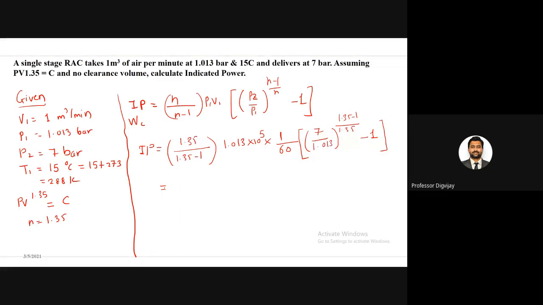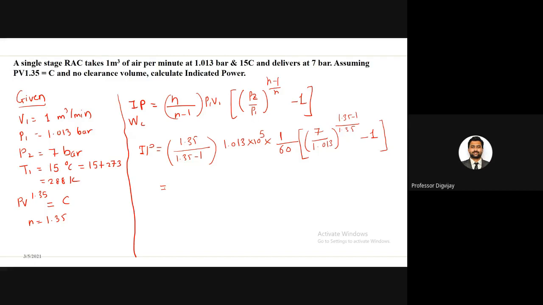Okay, any answers? 4.23 into 10 to the power 3. Okay, good. So 4.30 into 10 to the power 3, can you tell me its unit? There may be some difference in digits here and there, up to 4 point something. What will be the unit of whatever value you have calculated?